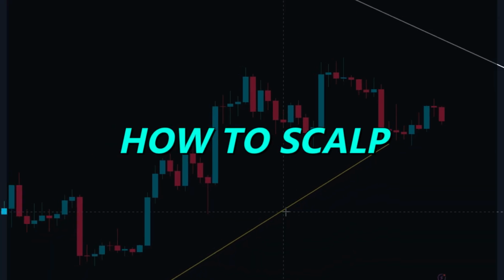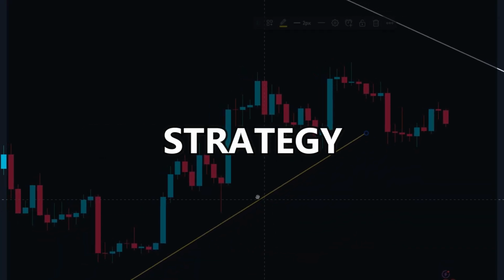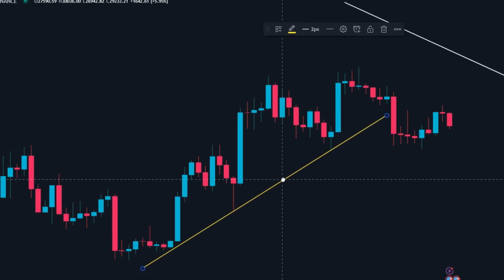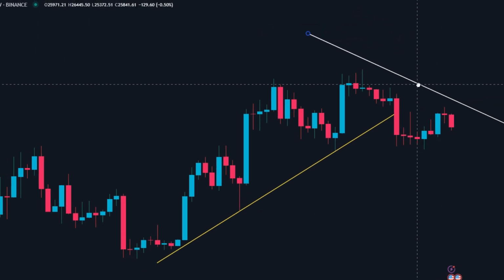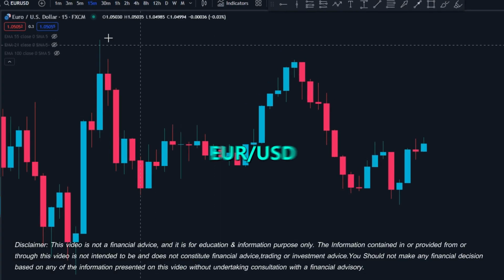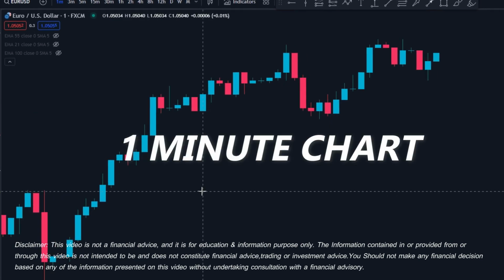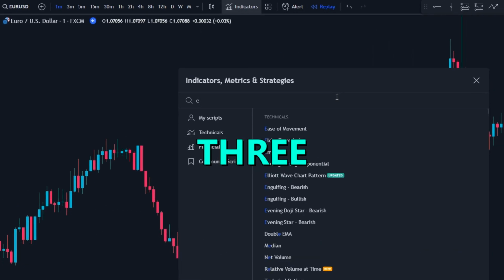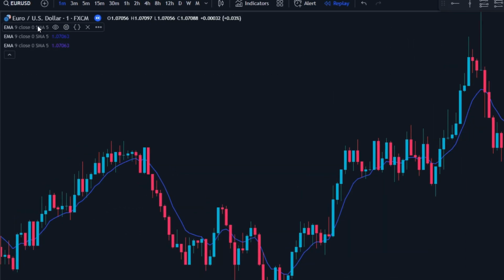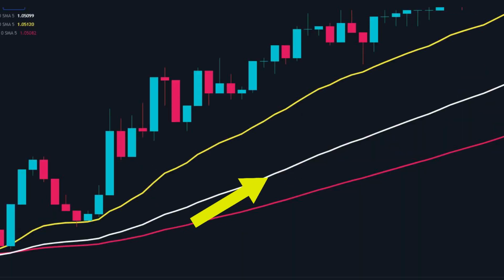How to scalp using the simplest trading setup. In this video, I will share with you the easiest method to trade and how to pick the right trend. For this strategy, I will be using Euro USD on 1 minute chart and I will configure 3 different EMAs. However, the EMA in the middle will be very significant and I will explain about it in the video.